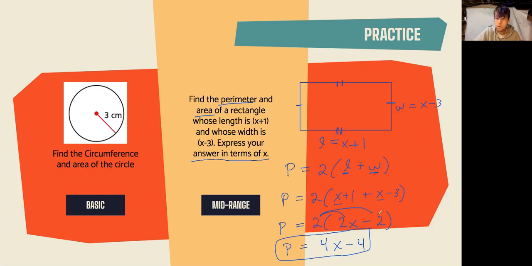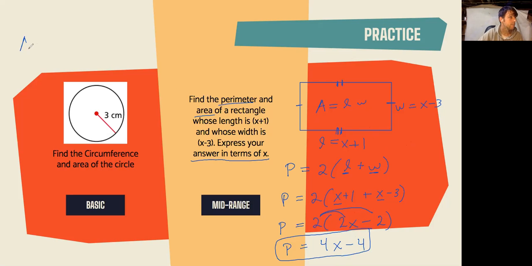Kind of a mid-range problem. We're not dealing with just regular numbers. We're dealing with some variable expressions. We need to remember how to substitute into a formula and simplify algebraically. So the next thing we want to do is find the area of this same rectangle. So remember, area is going to be length times width. So I'll go ahead and do that.